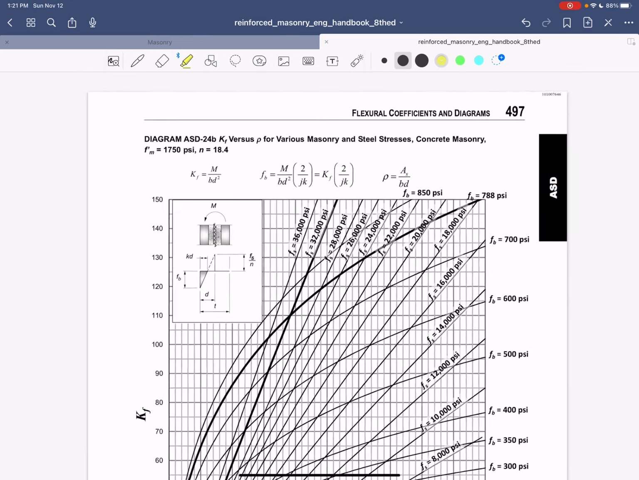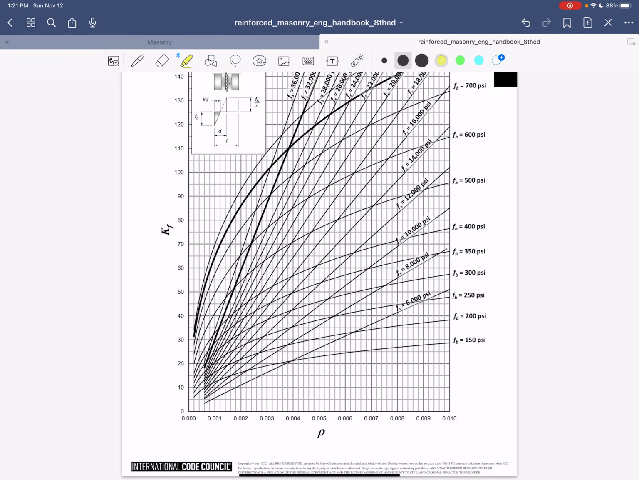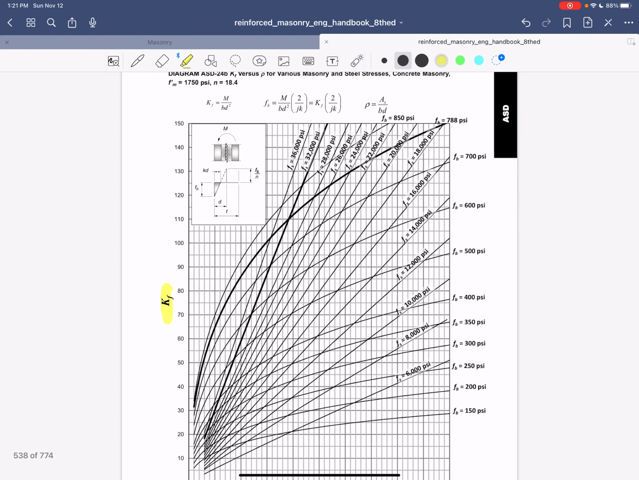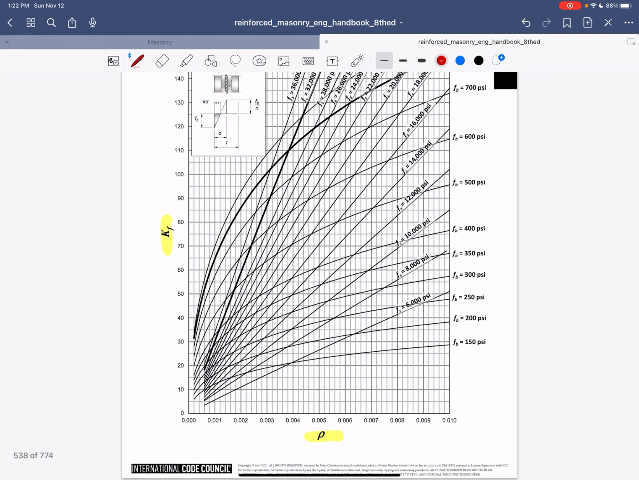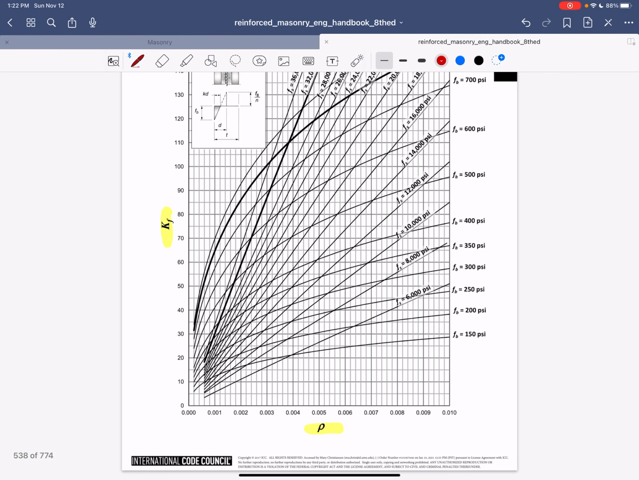So it's KF versus rho. On the y-axis, we've got those coefficients, and on the x-axis, we have the reinforcement ratio, A sub S over BD. Okay, so I can go into this table, and we'll do this in our problem so that you can see a little bit better.